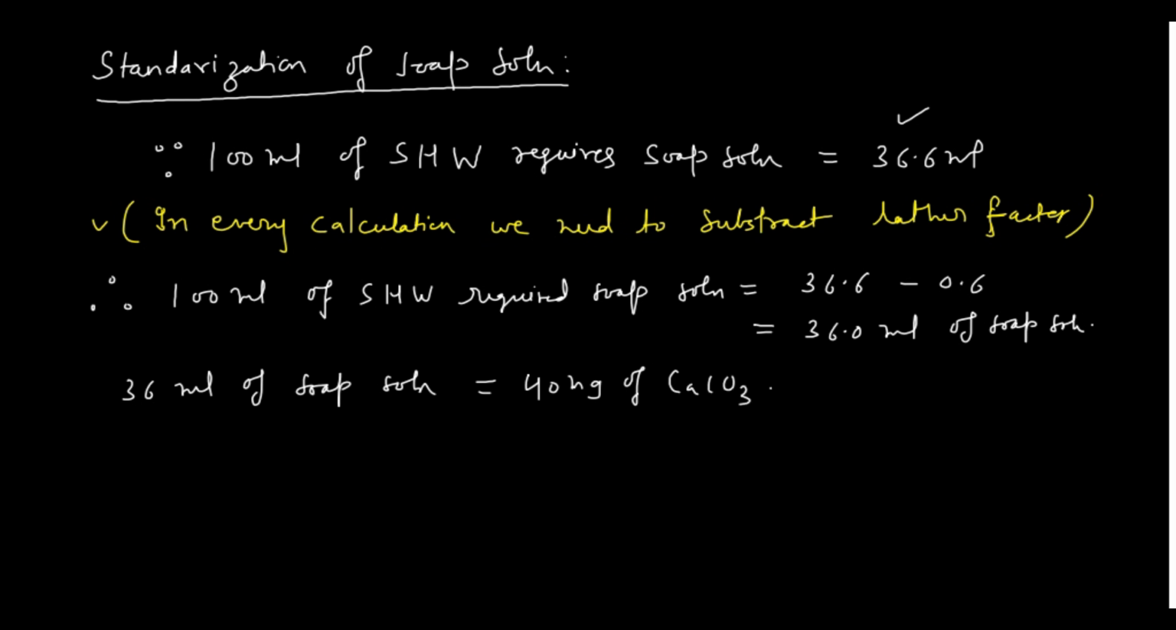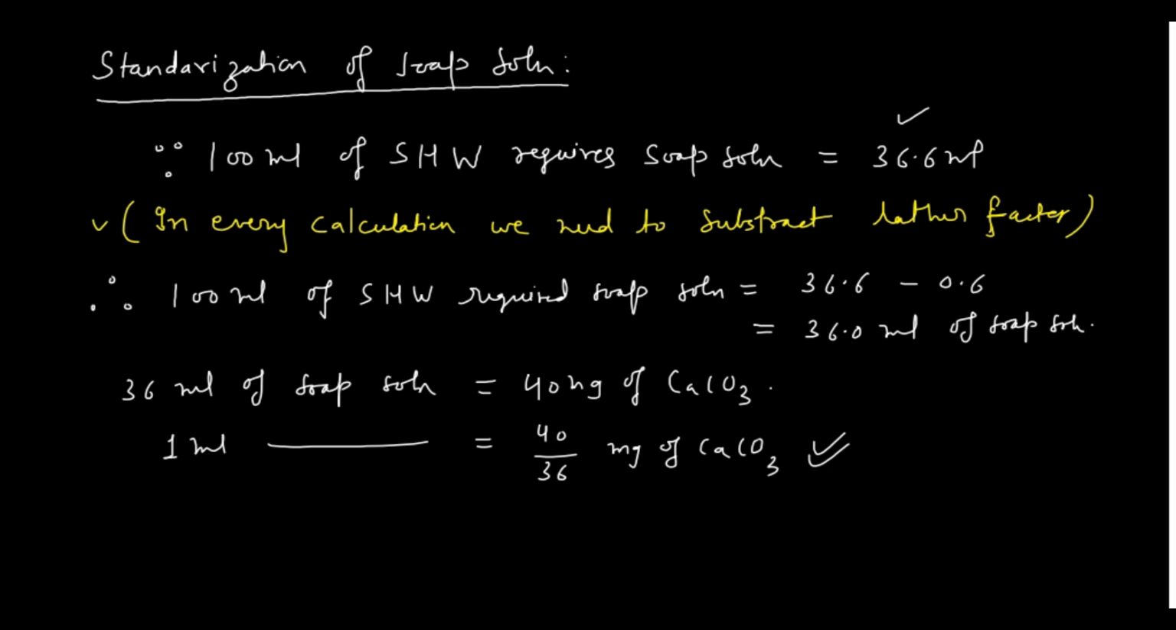CaCO3, right? And if you apply the unitary method, 1 ml of the soap solution will require how much? 40 by 36 milligram of CaCO3, right? Basically this is very important. I already told you, in every calculation involved in the water hardness calculations, we need to convert all the hardness causing substances into the calcium carbonate equivalent. Basically it is the calcium carbonate equivalent.